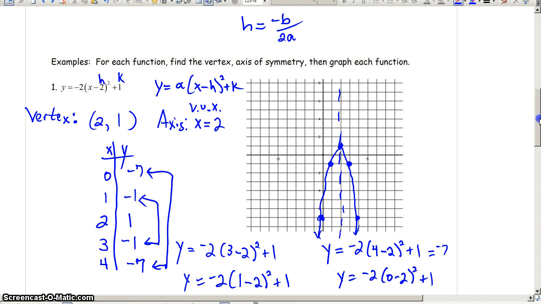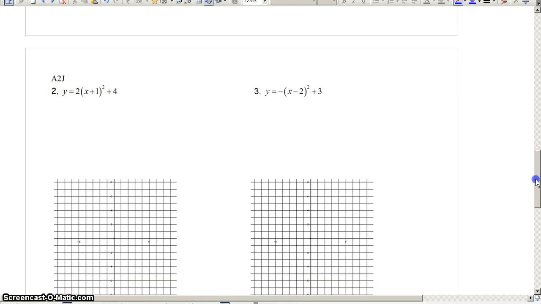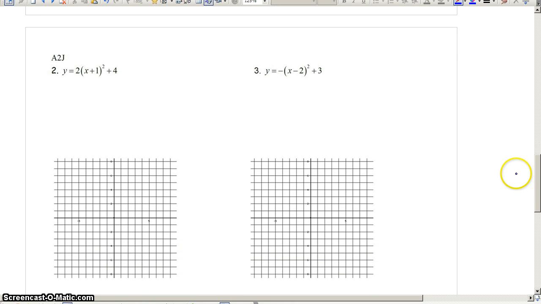Let's go to the back page real quickly and take a look at number 2. Number 2, what a great example this is. Let's remember that we've got a times x minus h, quantity squared plus k. As we're looking right here, you might wonder what your vertex is. This might look a little bit different.